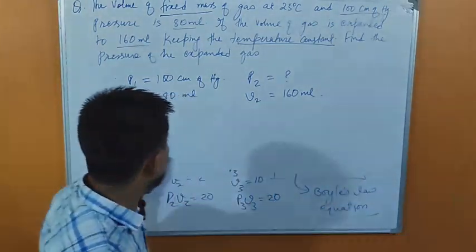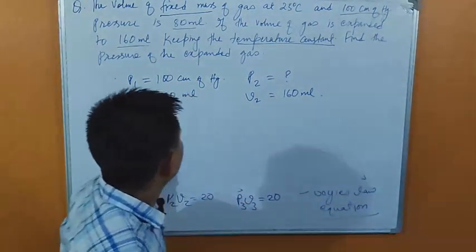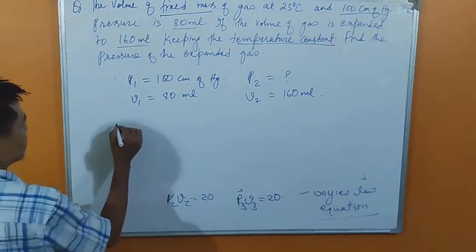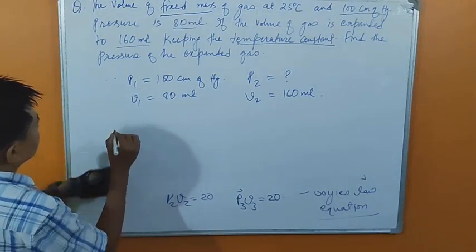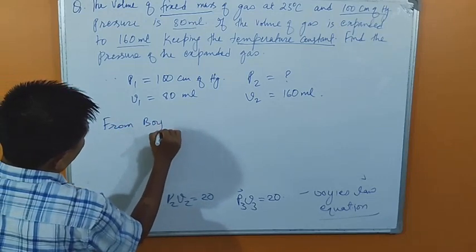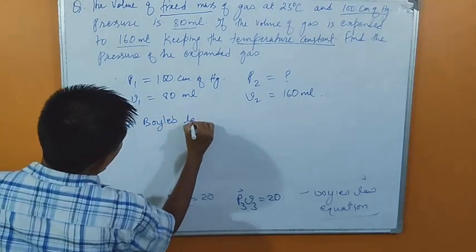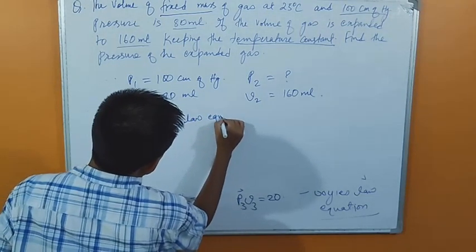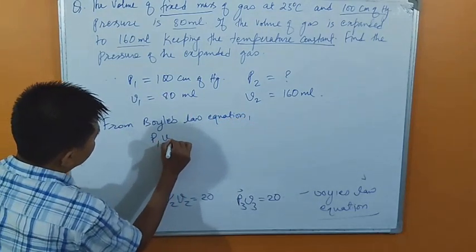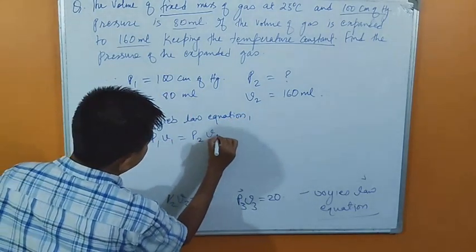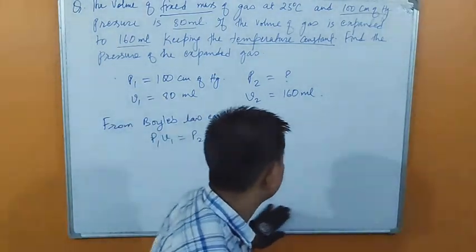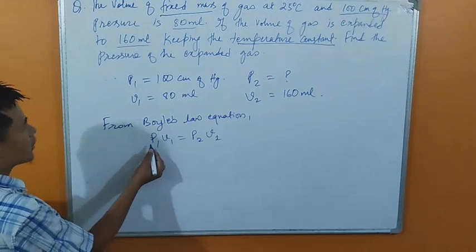Now let us do this. This is a very simple question, and you can do other similar types of questions by applying Boyle's law. From Boyle's law equation, we have P1 V1 equal to P2 V2. We have deduced this earlier. So let us put the values.